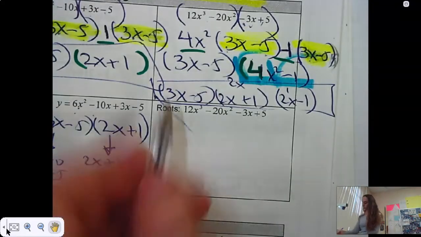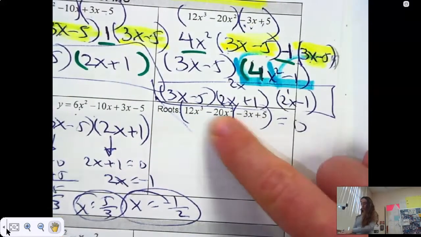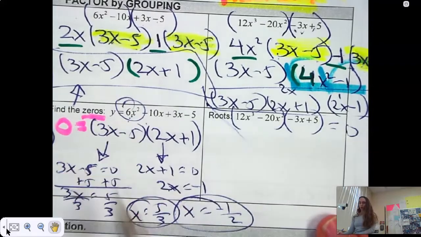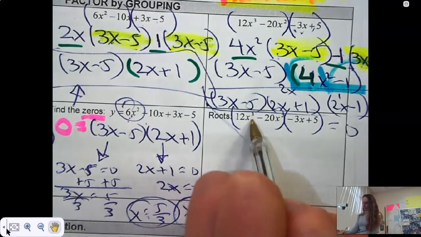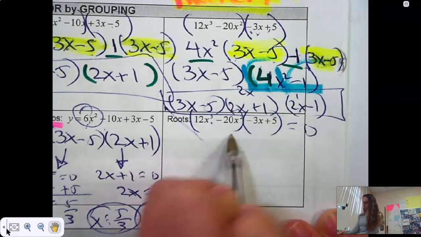That means I'm going to set it equal to 0. It's what we did here. Okay, now look at this. Since this was squared, I had 2 roots. But this is cubed, which means how many roots am I going to have? 3. 1, 2, 3, because this is the same problem.